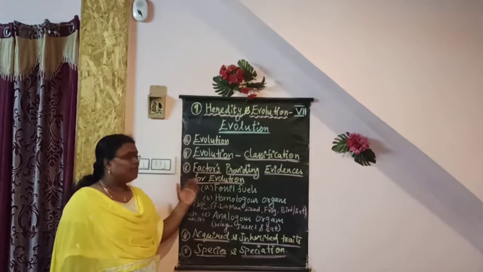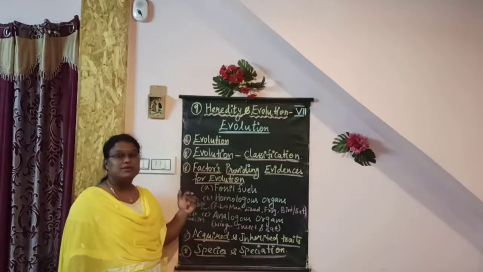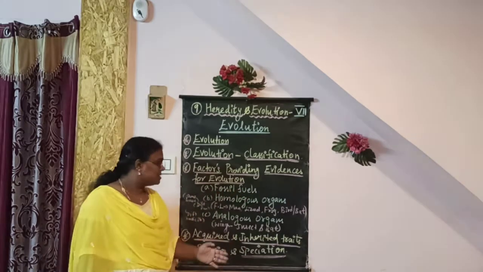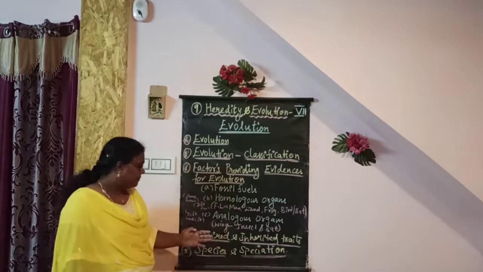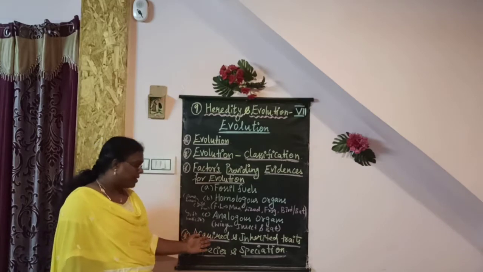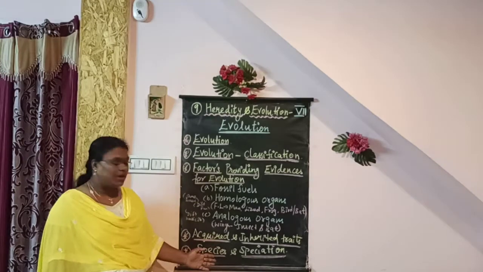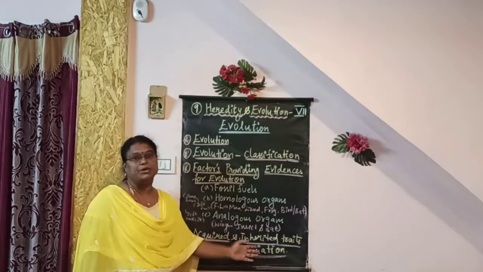There are three factors providing evidences for evolution. They are fossil fuels, homologous organs and analogous organs. And we are going to see what acquired traits and inherited traits are. And the last topic is species and speciation.